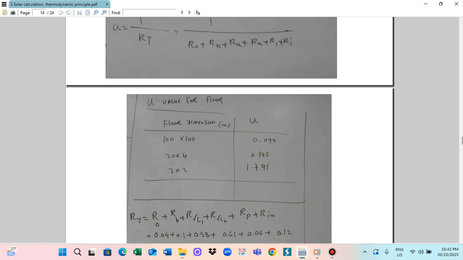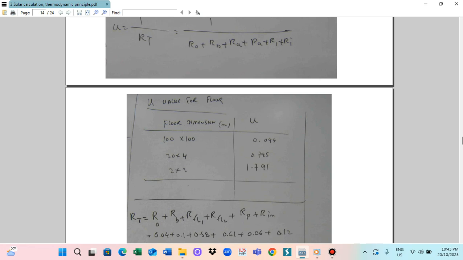The reflection sheet. Reflection sheet is the insulation, so heat can be reflected by the reflection sheet. Dimension. So the floor dimension. So this is for the U value. So this is what we use as a U value for the floor.